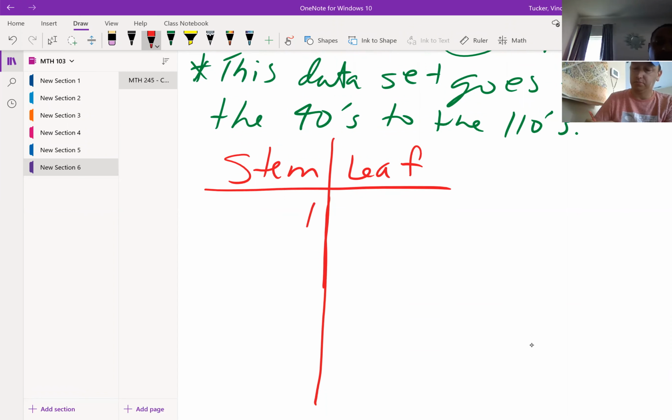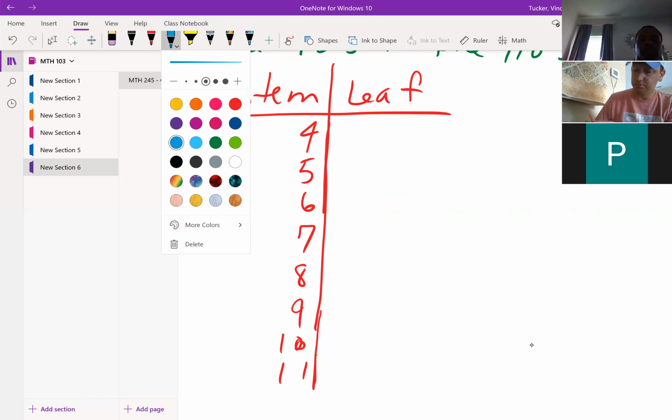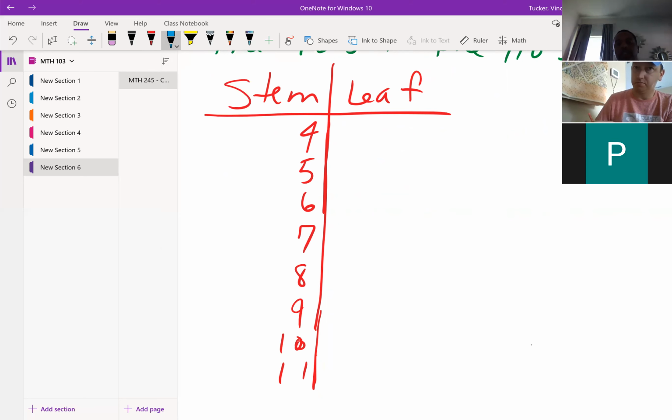So on my stems, I'm going 40s, 50s, 60s, 70s, 80s, 90s, 100s, 110s. All right, any problems so far? Make sure we're all right. No. All right. So now each data value that you see needs to be represented under each stem.